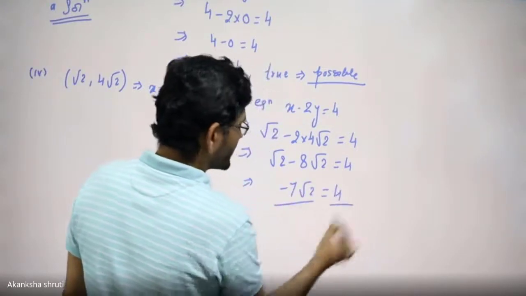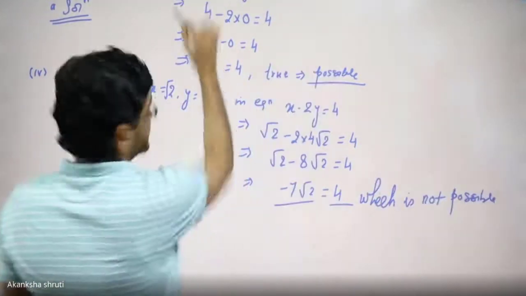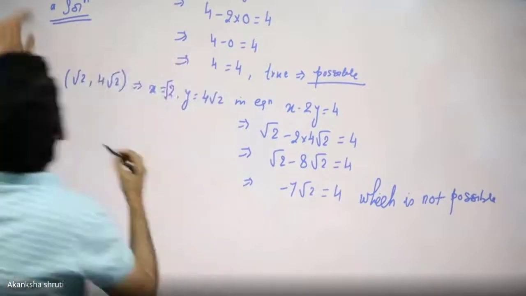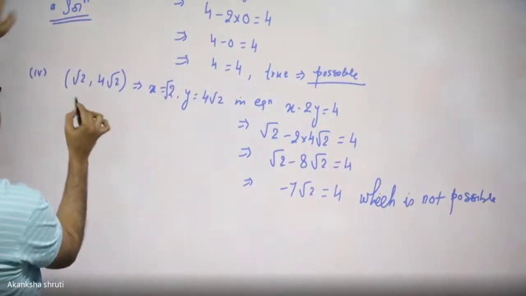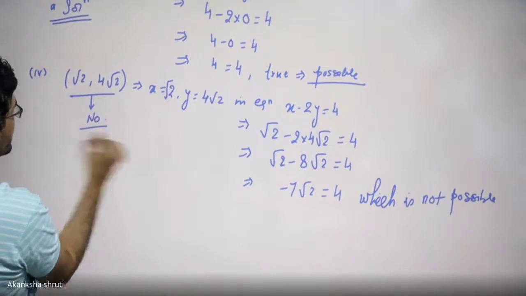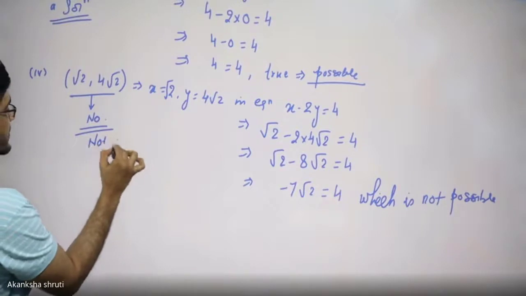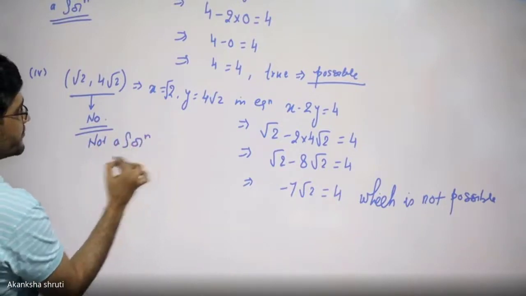Can these two numbers be equal? So this implies which is not possible. So this indicates that no, this is not a solution for the equation.